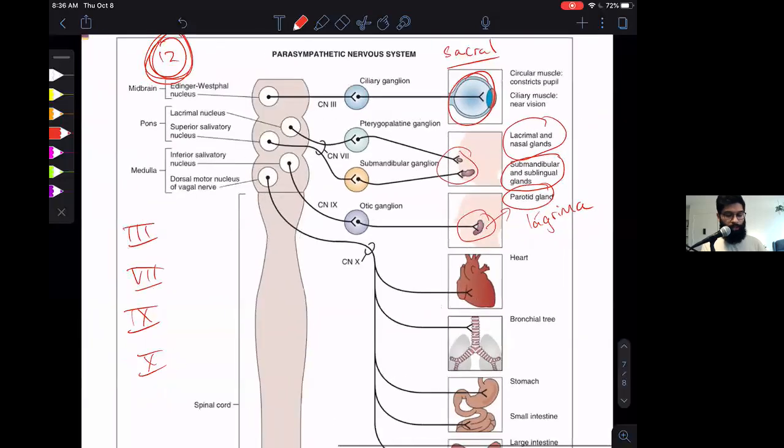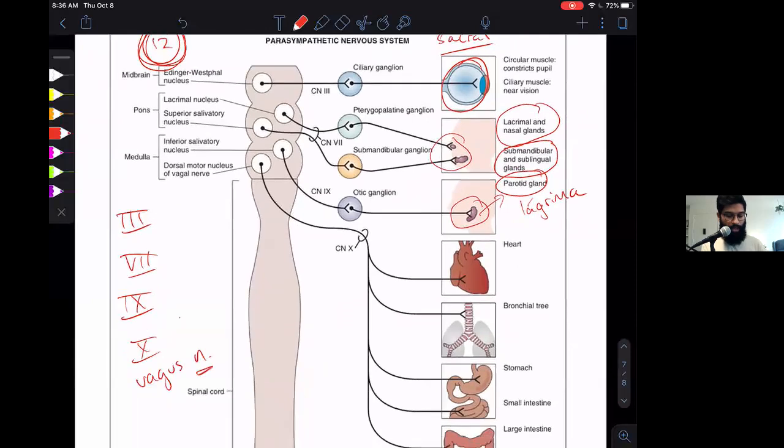If I do N dot, that means nerve. You'll probably see that in anatomy as well. And then M dot means muscle. MM will mean muscles, et cetera, et cetera.